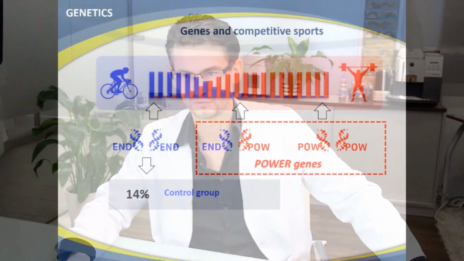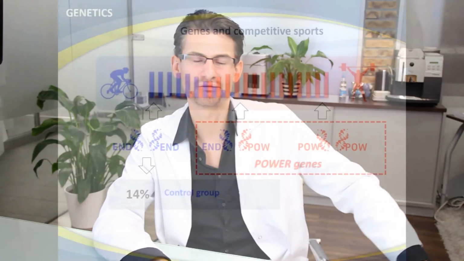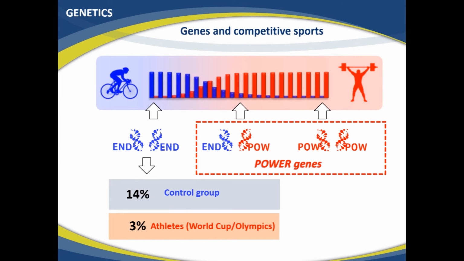Now, what scientists did is they looked at these genes and looked at the control group, the general population that does not perform any sport. And they found that 14% have two endurance genes, which are good for marathon running, but they are bad for sprinting, for example. So 14% have bad genes for sprinting of people that don't do sport. And then they looked at the pro sprinters, so people that are in the Olympic or world championships in sprinting. And they found that only 3% of them had the wrong genes for sprinting.